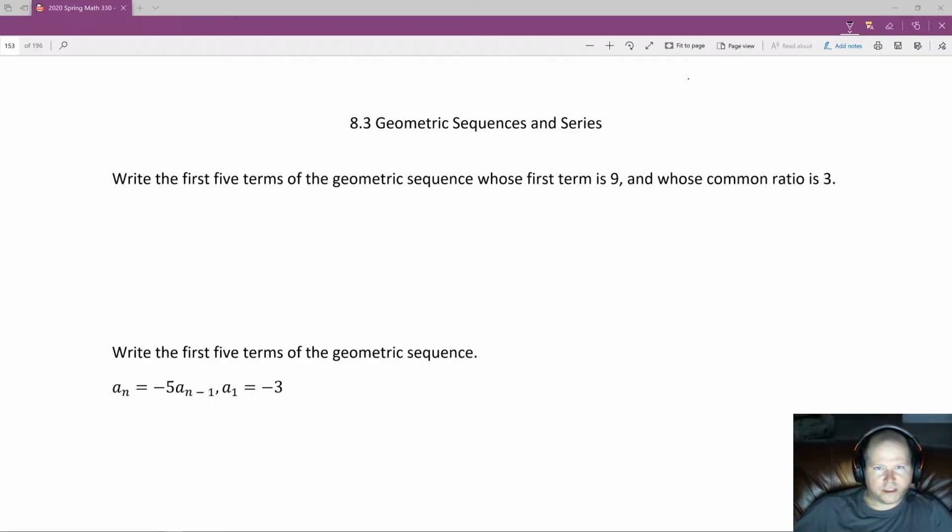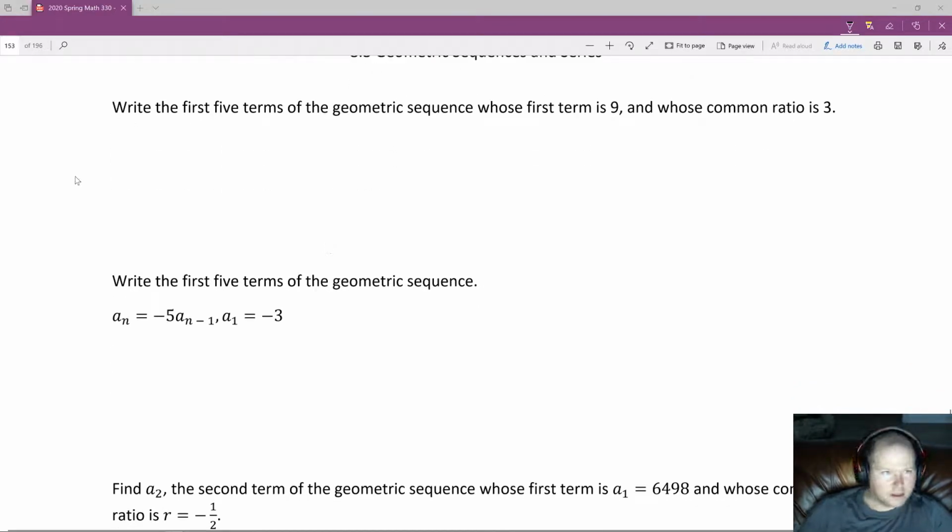Right, 8.3 geometric sequences and series. Find the first 5 terms of the geometric sequence whose first term is 9 and whose common ratio is 3. So basically what they're saying is, let me write this down a little more formally. A1, that's an A, believe it or not. A1 is equal to 9, and they want to know what A2 is, right?